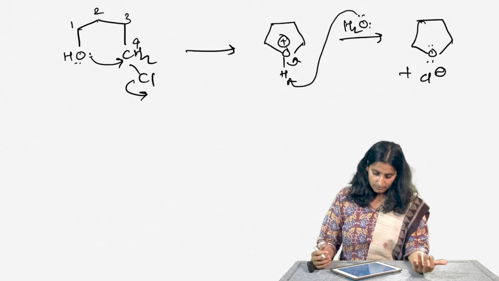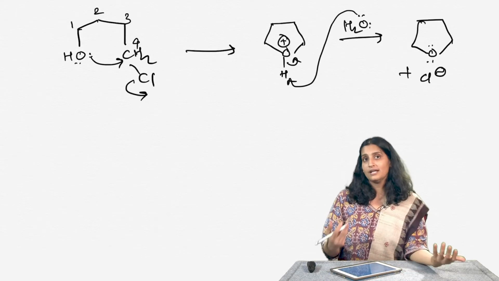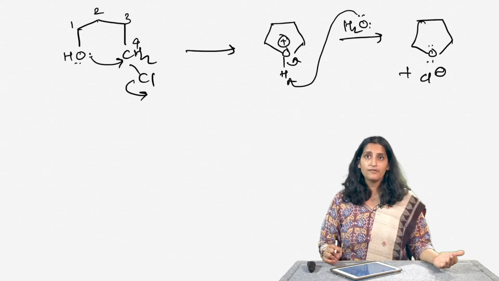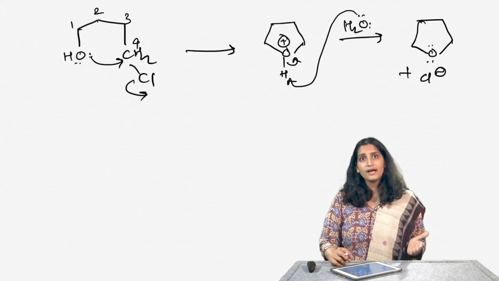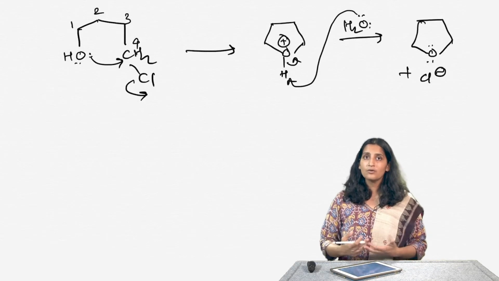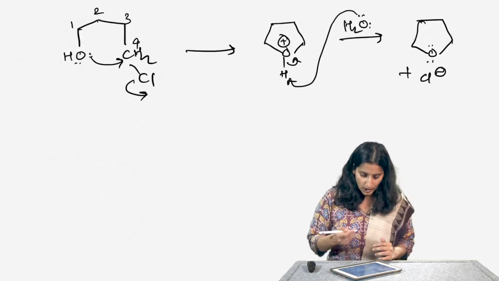So, for example, let us look at the halohydrin formation reaction. We have seen this reaction in the chapter of alkenes, wherein we took an alkene and reacted it in the presence of bromine and water to form a halohydrin.